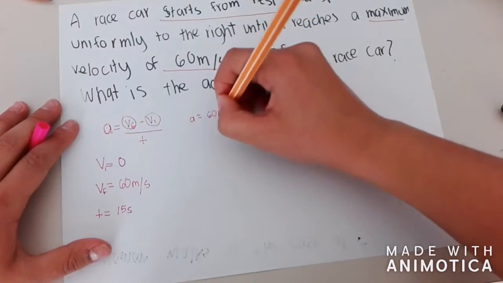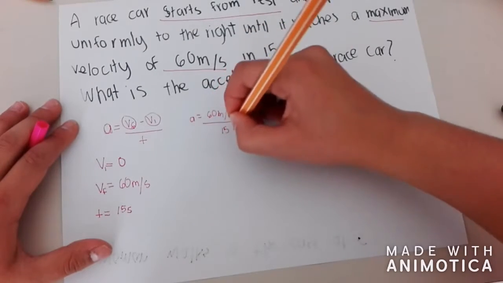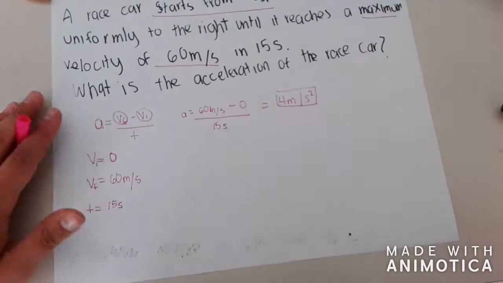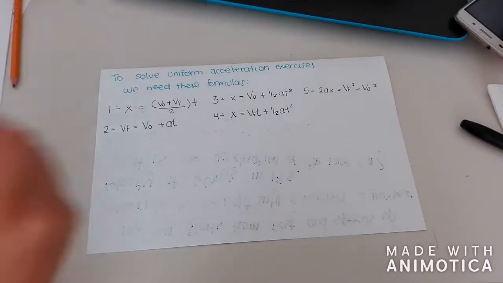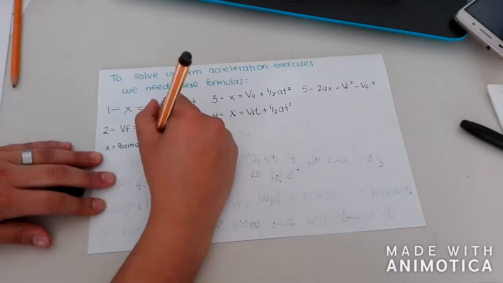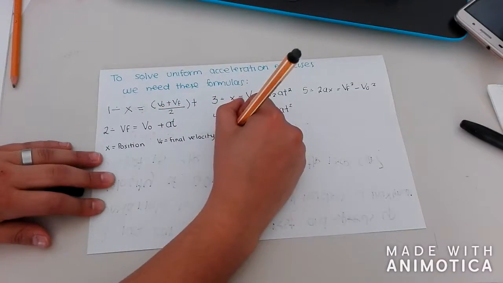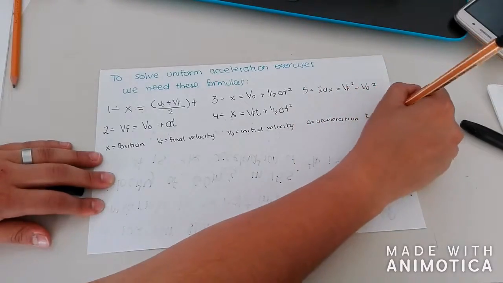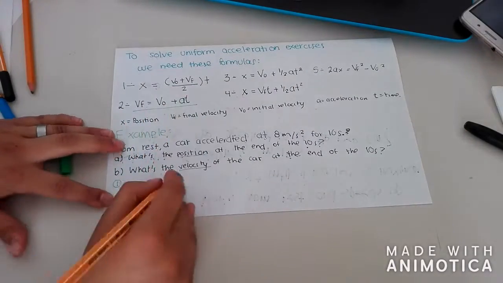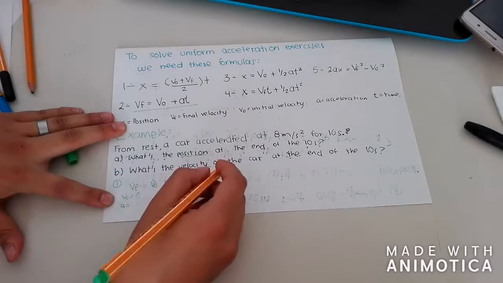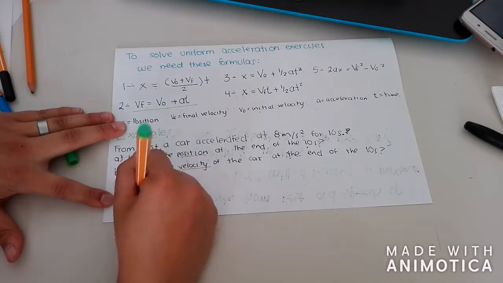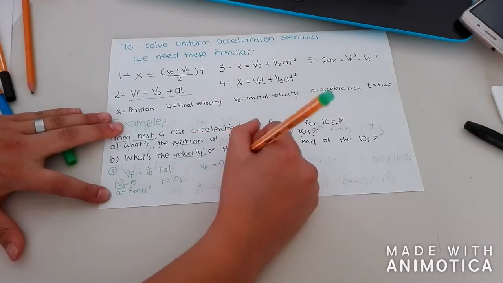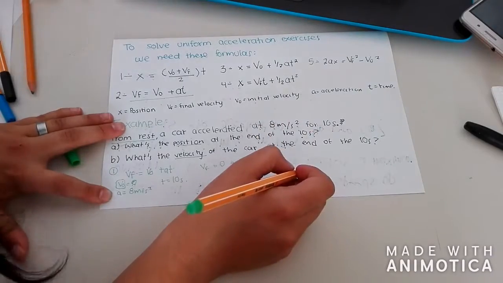To solve uniform acceleration exercises, we need these formulas, which include position, final velocity, initial velocity, acceleration, and time. We're going to start with the second question, and we're going to find final velocity. We're going to need the second formula, initial velocity plus acceleration times time. The initial velocity is 0 because it starts from rest, so we're going to multiply acceleration times time, and this gives us 80 meters per second as a final velocity.